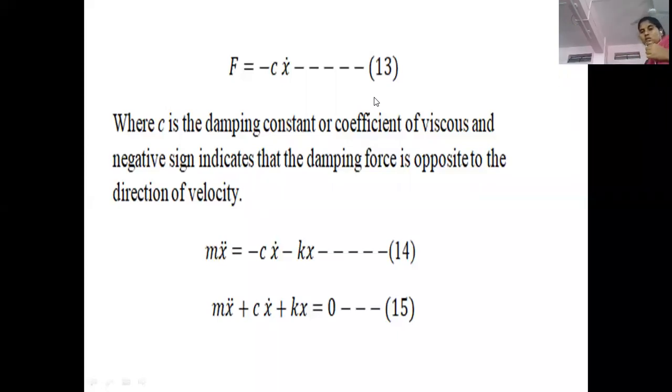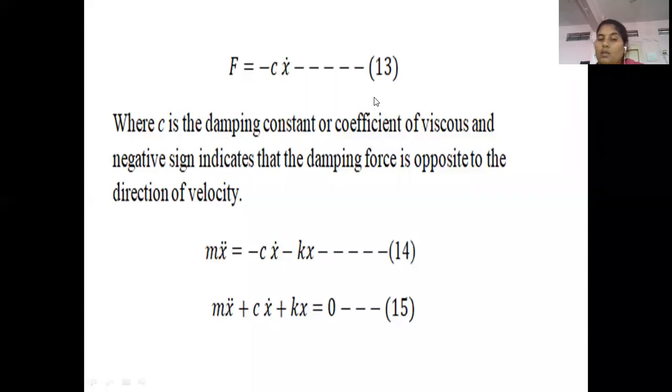Because the damping force is opposite to the direction of velocity, it is indicated by a negative sign, and the term is F equal to minus Cx dot. In that, C is the damping coefficient and x dot is the velocity. So the total equation becomes mx double dot is equal to minus Cx dot and minus Kx by the free body diagram.